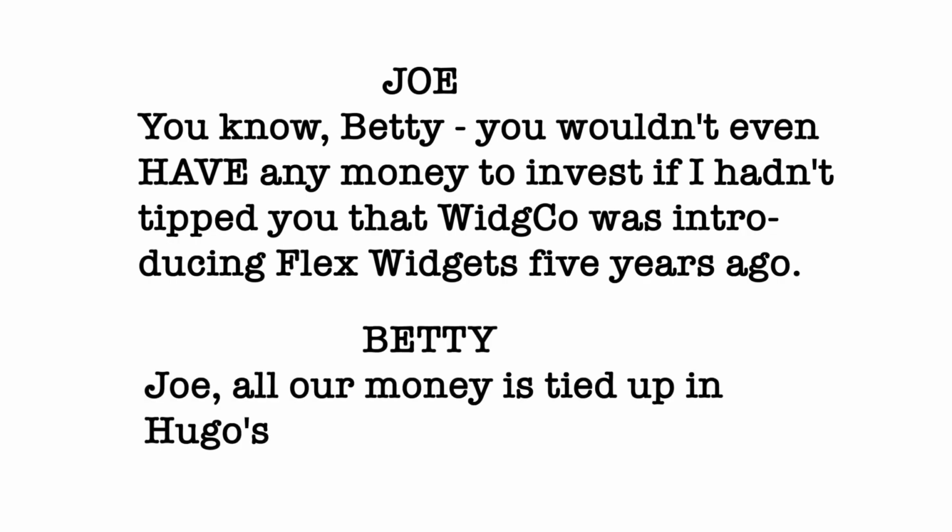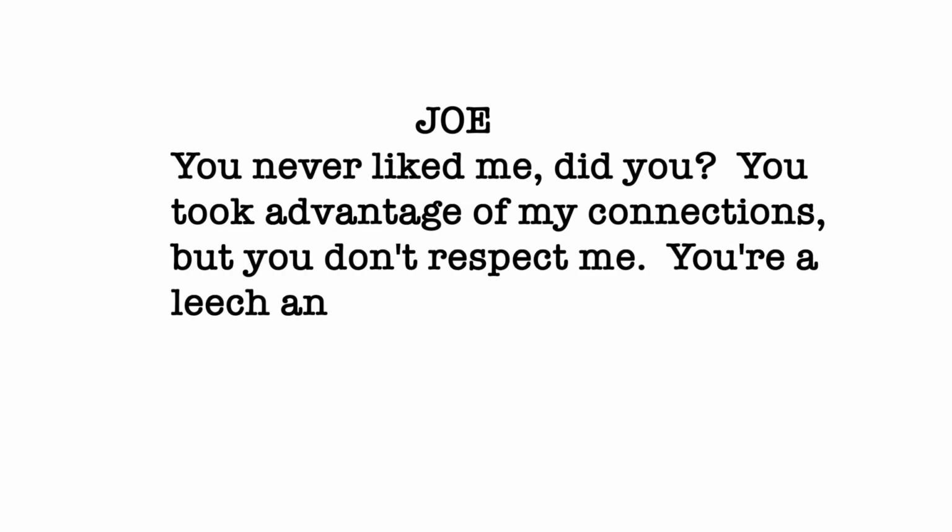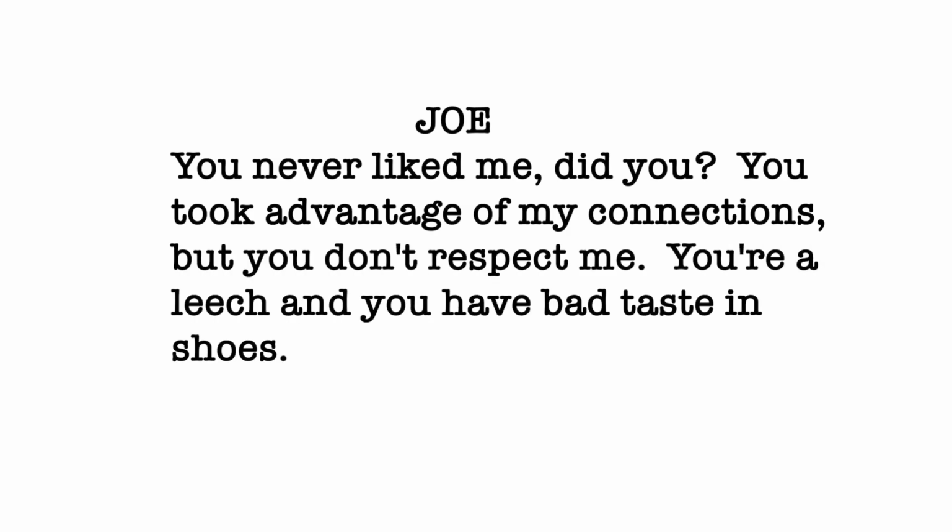"Joe, all our money is tied up in Hugo's stupid alpaca farm." Now, Betty has made an adjustment. Instead of just turning him down, she's explaining why. Okay, now Joe makes a new adjustment. "You never liked me, did you? You took advantage of my connections, but you don't respect me. You're a leech, and you have bad taste in shoes." Instead of rethinking how he gets his objective, he chooses a whole new one. He gave up on getting the money, and now his goal is just to make Betty feel bad, or maybe just make himself feel better.